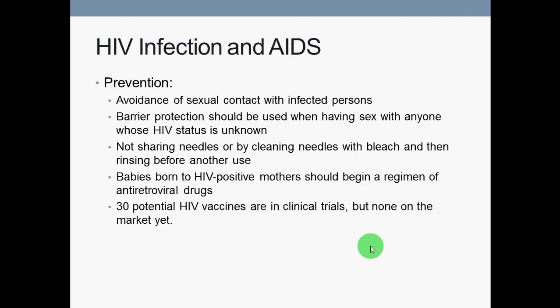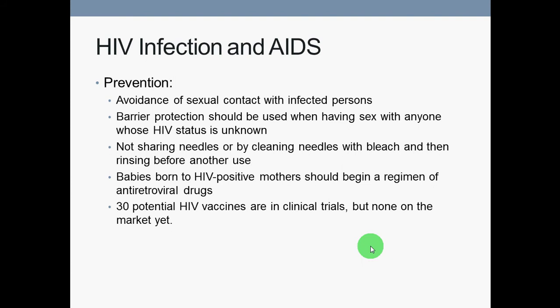A woman who has HIV should tell her doctor if she becomes pregnant, or before she becomes pregnant, because babies born to HIV positive mothers should receive a regimen of antiretroviral drugs as soon as they're born. And some of these drugs are actually safe for women to use while they're pregnant to help prevent passing the virus on to the baby.